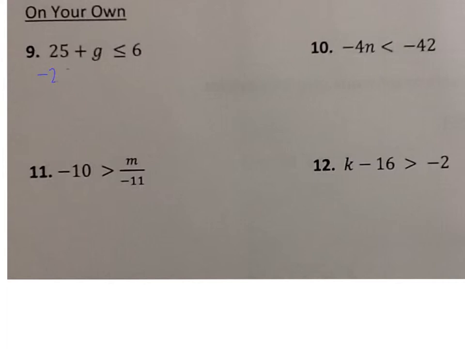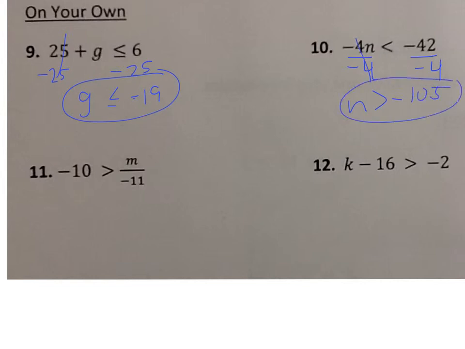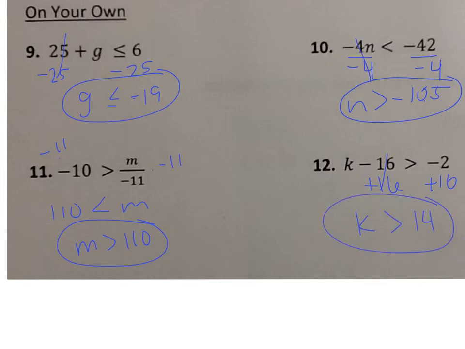Alright, you can check your answers. That's negative 10.5. You must flip the sign and then flip it around again to put the variable on the right side. And k is greater than 14.